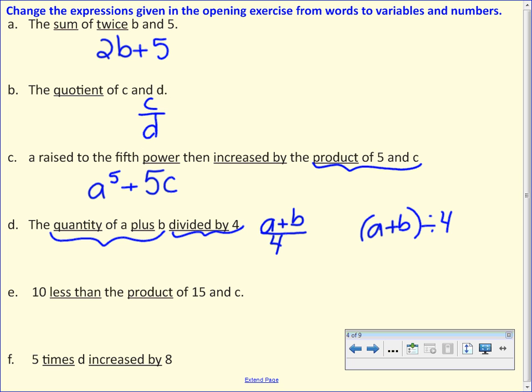10 less than the product of 15 and C. So since it's 10 less than, we have to have the other amount first. We have to figure out what it is and then know it's 10 less than that. So 10 less than what? The product of 15 and C. So how would I write that? Right, 15C minus 10.